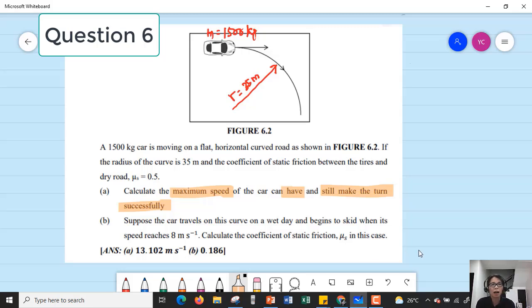So class, kalau kita nak selesaikan masalah ni, pertama kita kena faham dulu untuk sebuah kereta yang berada pada permukaan jalan yang rata dan dia melakukan circular motion. So we have to understand what force is acting on the car and then what force is providing the centripetal force that enables the car to accelerate towards the center, or enables the car to perform the circular motion.